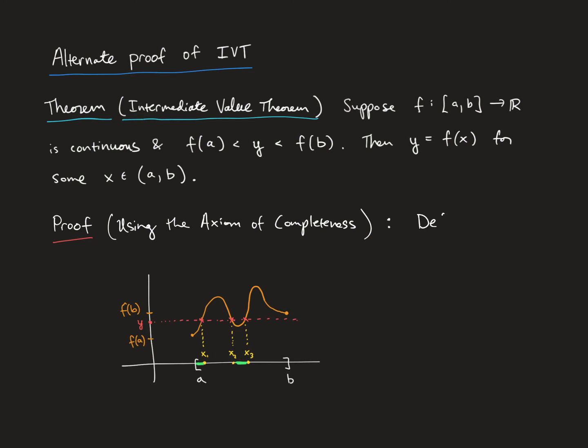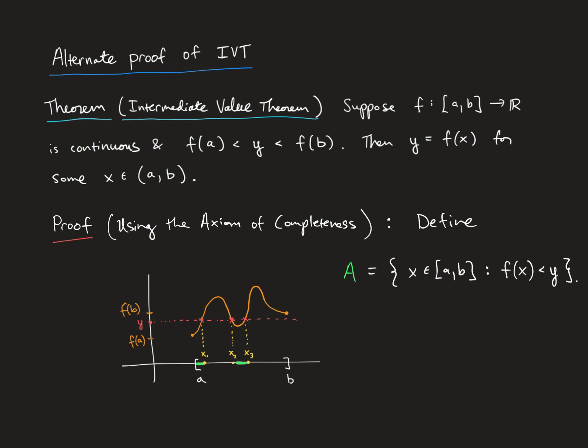We'll define the set A, and maybe I'll write A in green here just to reflect the picture. A is going to be the set of x in the interval AB such that f of x is less than y. This is called a sub-level set of the function f.